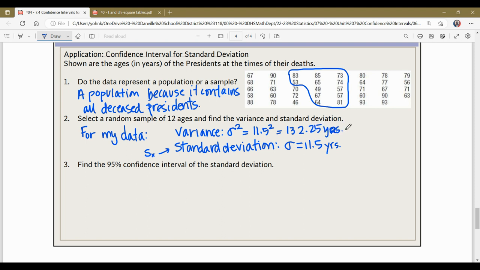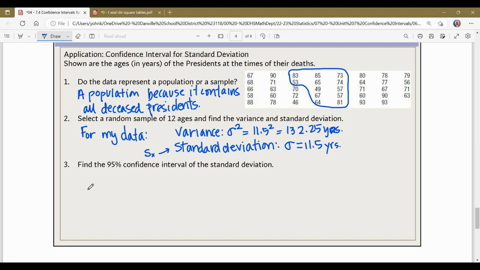Now you are going to get different numbers because you are picking different numbers. So your variance and standard deviation are going to be slightly different. Hopefully it's not a ginormous difference. Otherwise you might have punched a number in wrong.